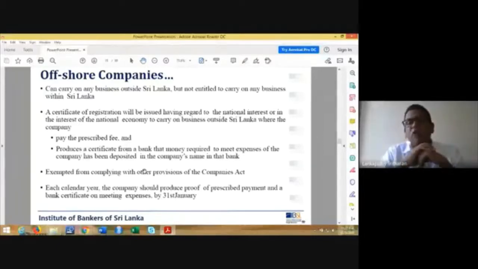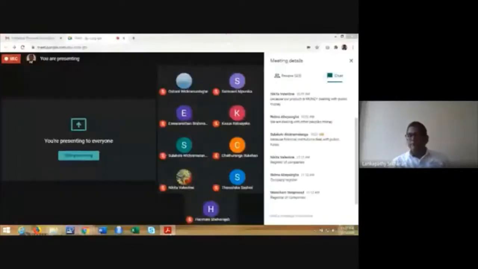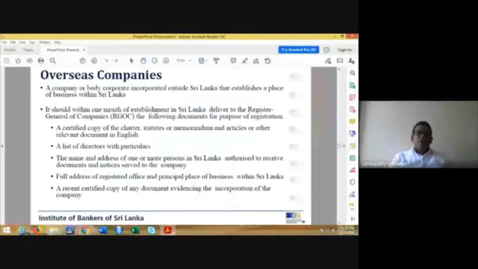Of course, these offshore companies we are just studying. First we studied the private company, and second the companies limited by guarantee, and now we are moving to the offshore company. This is just to give you some idea about how the incorporation of companies works. Then the next one is the overseas company. Before moving to the overseas company, do you have any questions? Okay, if you don't have any questions, I'll move on to the overseas company.